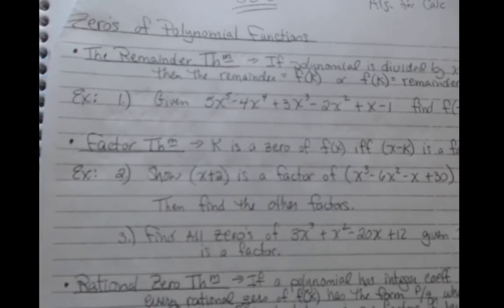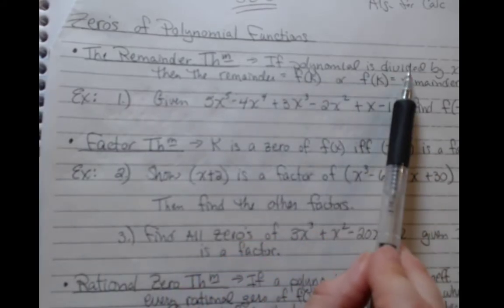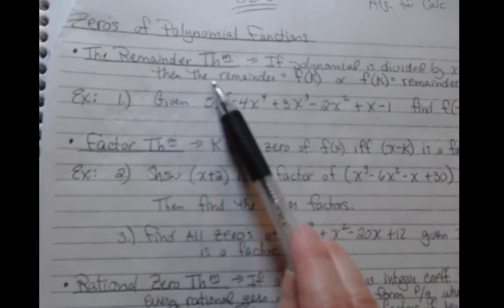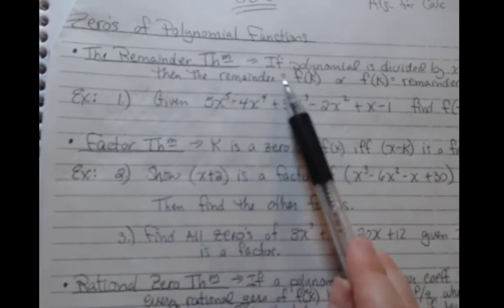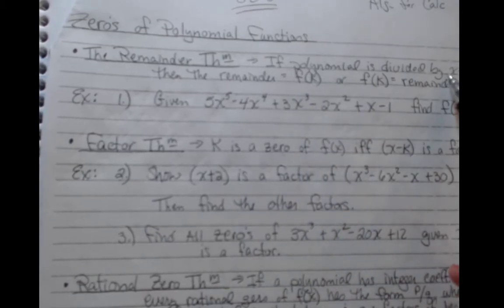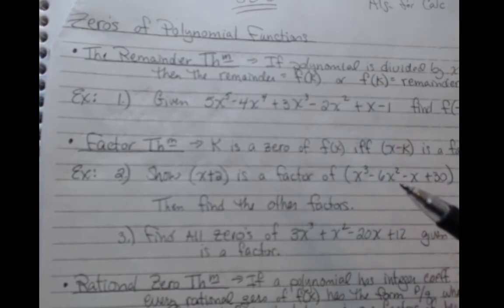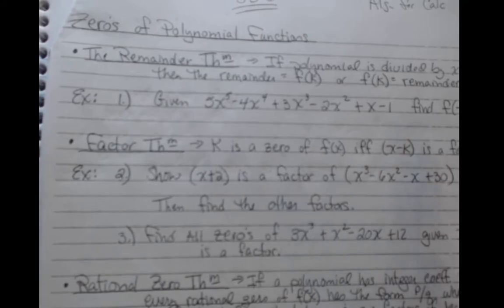The remainder theorem is the first thing we're going to go over. If a polynomial is divided by x minus k, then the remainder is equal to f of k. What does that mean? It means that if we're dividing a polynomial by something, then it's the same thing as just plugging it into the function. So this could be a shortcut for determining if a number is in fact a factor of a polynomial.